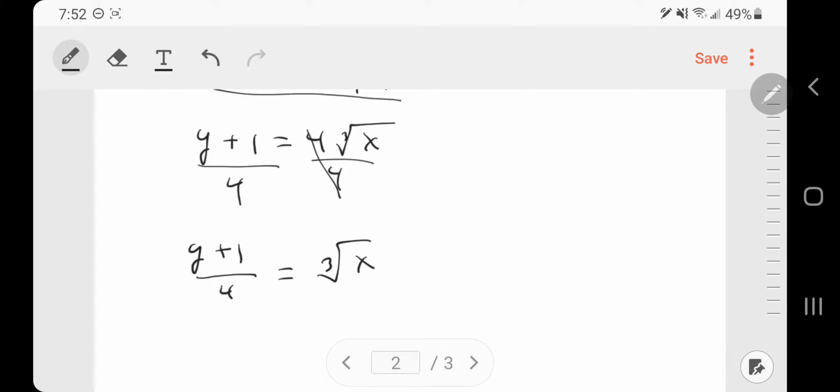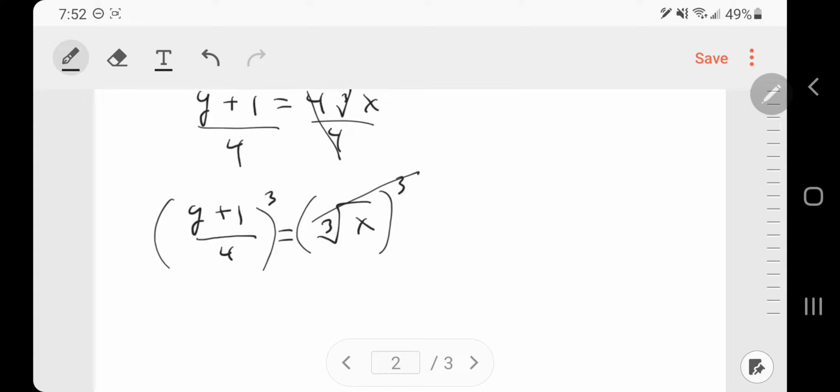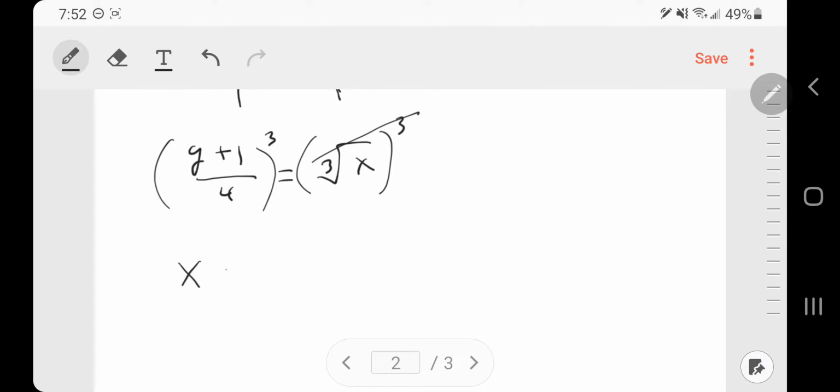Now we have the cube root of x. We want to keep the x where it is, but we want to get rid of that cube root around it, so I'm going to cube it to the third power. What I do to one side, I have to do to the other side, so I'm going to do that to the entire thing. So I get x is equal to y plus 1 over 4 to the third power. x is now by itself.